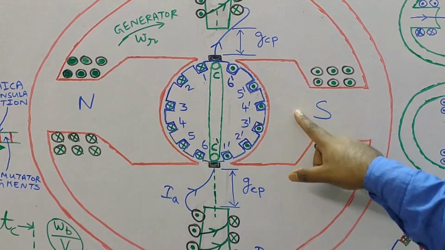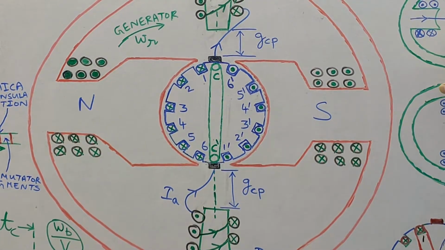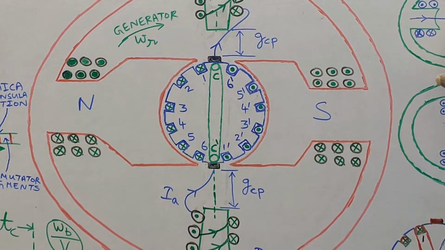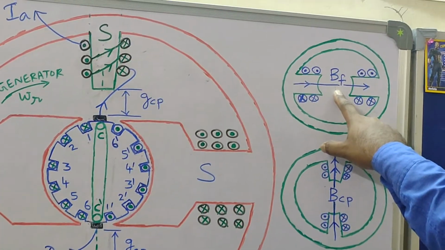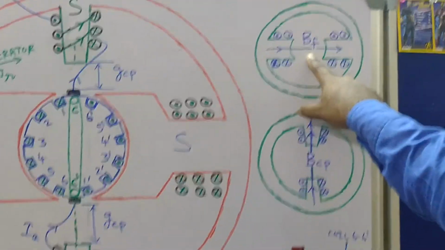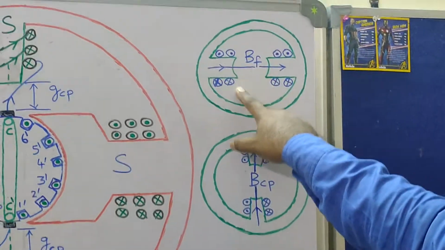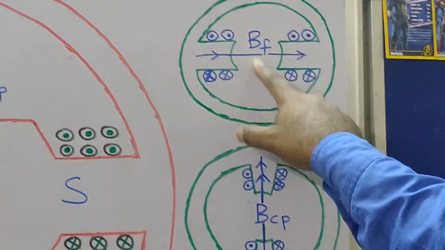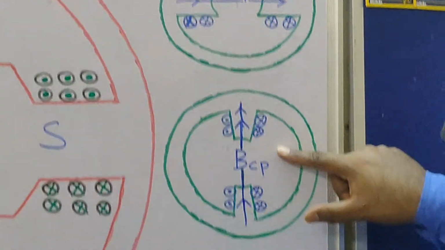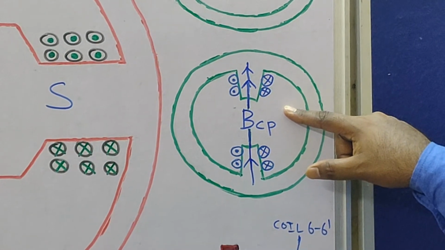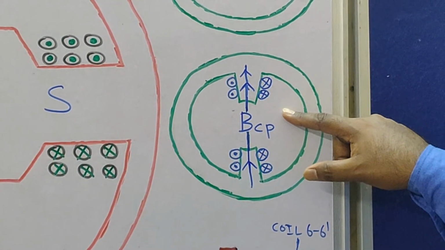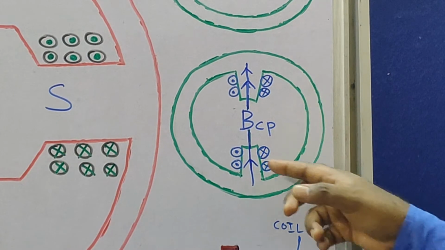So this is your north and south pole, which is drawn here separately. So what is BF here? BF is representing the magnetic flux density vector due to the field coil current. Now what about this BCP? BCP is the magnetic flux density vector due to the current carried by the interpole windings.